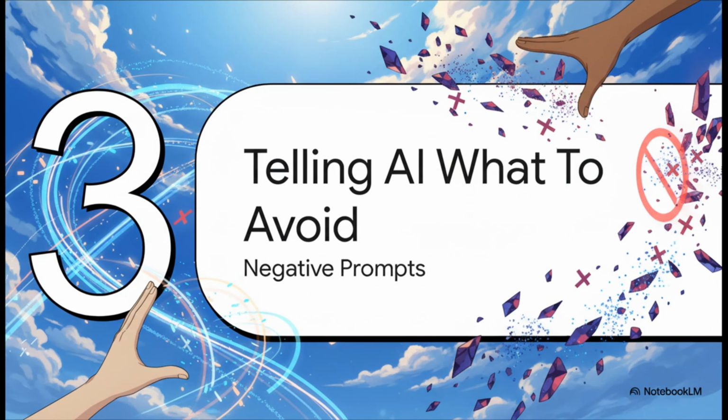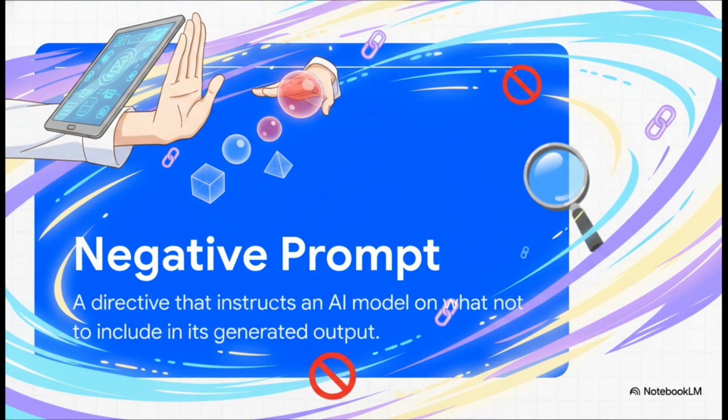Okay, so we've pretty much mastered telling the AI what we do want. But to really get those perfect results, it can be just as powerful to tell it what we don't want. And that brings us to our second key technique, something called negative prompts. So what exactly is a negative prompt? Well, it's pretty much what it sounds like. It's a specific instruction that tells the AI what to exclude or avoid.